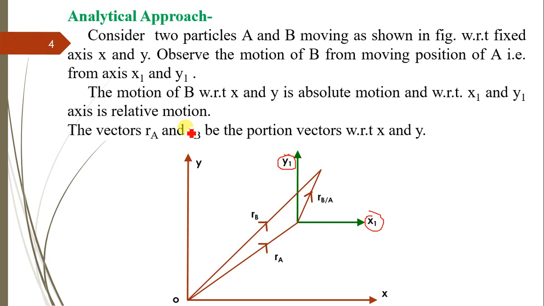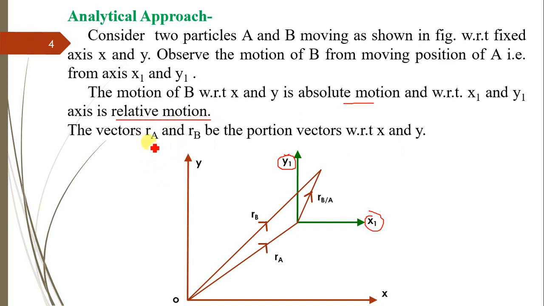As we have studied, whenever we are defining the motion with reference to a fixed object, here the fixed objects are the axes x and y. So when we are defining the motion with respect to x and y, the motion is called an absolute motion. And x1 and y1 are the moving axes, and when we are defining the motion with respect to x1 and y1, then it is called a relative motion.